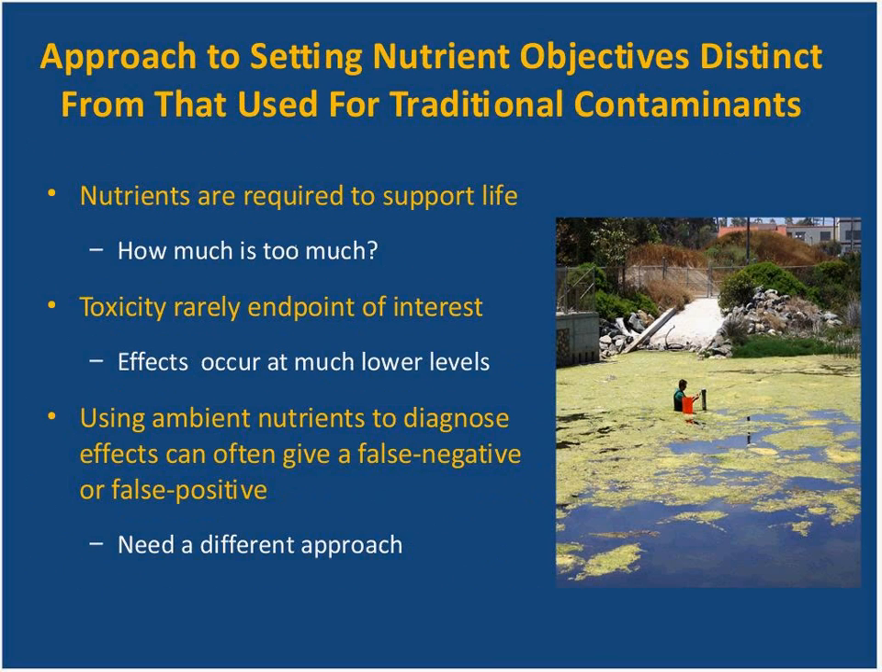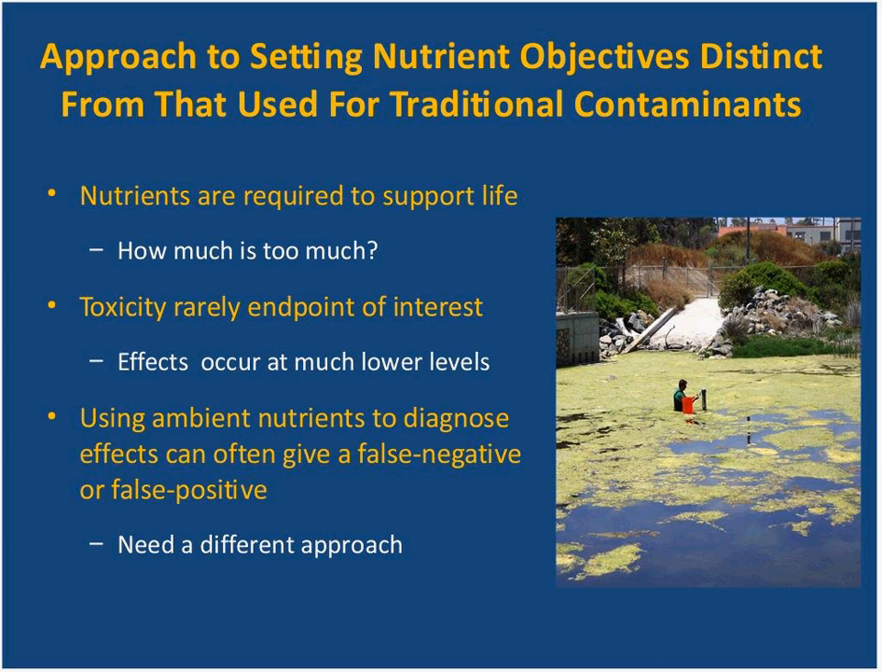Okay, so really helpful to understand about nutrients is that the approach for setting nutrient objectives is really quite distinct from that for traditional contaminants. What's really important to understand is that nutrients are required to support life, but there is clearly some point at which there is too much of it going into our streams and other water bodies. The question is how much is too much, and sometimes that's a nuance.